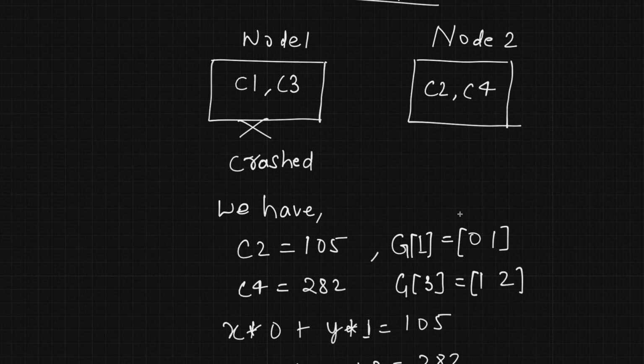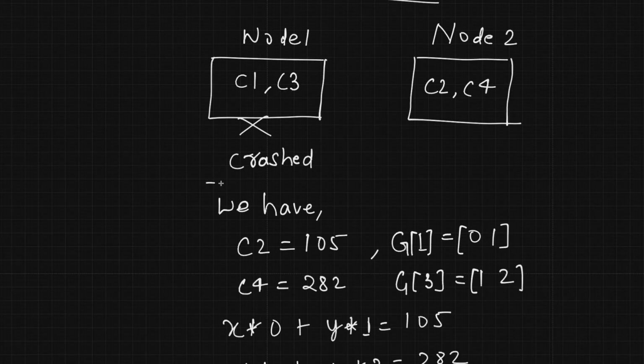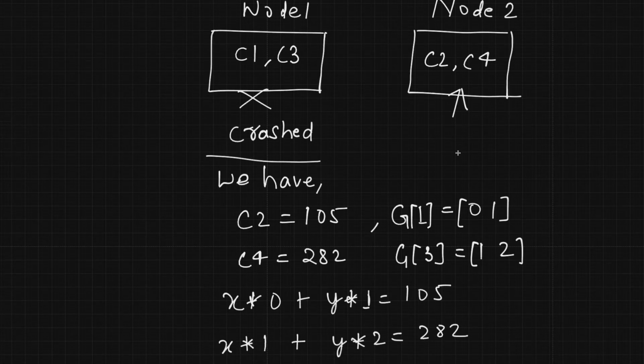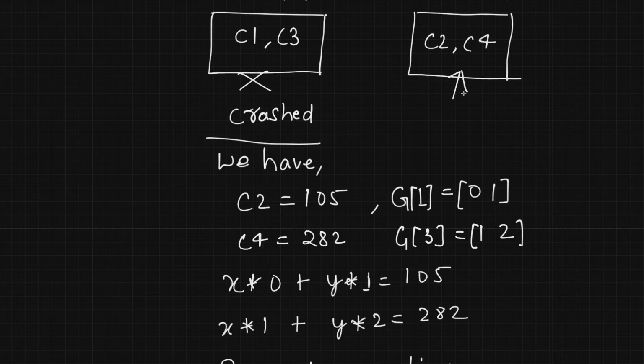And let's say my node 1 crashed, or a failover happened, or my data got corrupted. Now I am only left with C2 and C4. This is the only data I am left with. Now my job is to generate the original data using C2 and C4. So as I know, my fragmented data was 105, which remained as it was, part of N2, and I have C4, which is 282. These two data I have with me.